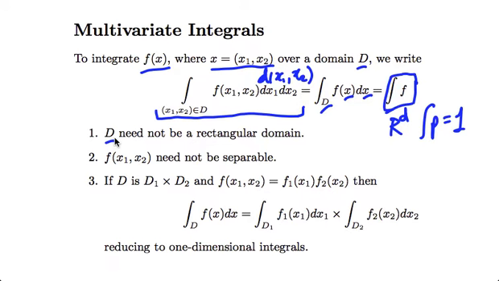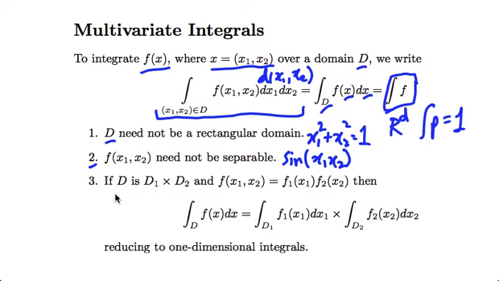Remember that D need not be a rectangular domain. So for example, D could be the circle x1 squared plus x2 squared equal to 1. And f of x1, x2 need not be separable, in the sense that it need not separate into a product of a function of x1 and a function of x2, or a sum of two such functions which separates out those variables. It could very much be something like sine of x1 x2, or something of that sort. Now, that complicates things. Integrals are not always easy to calculate.